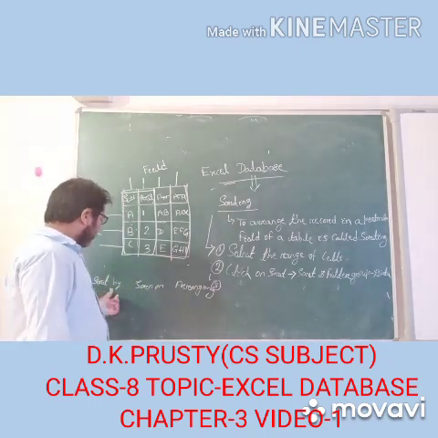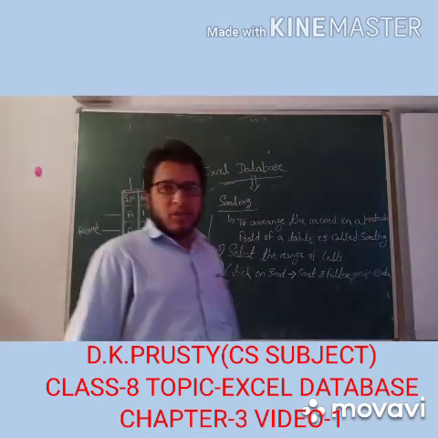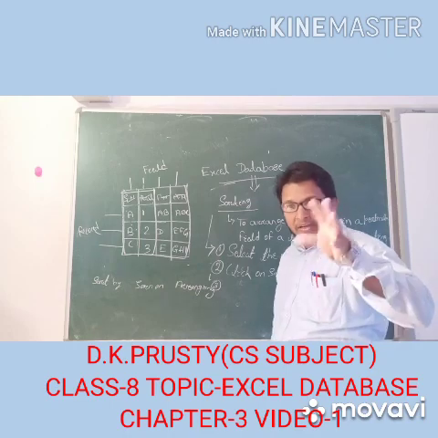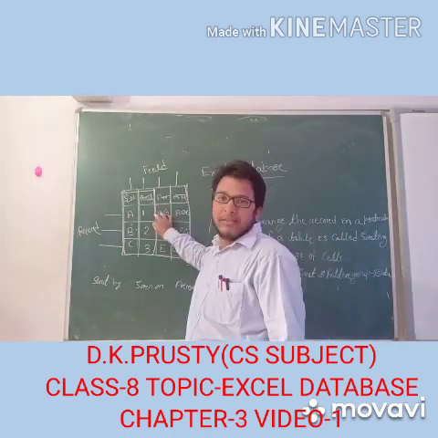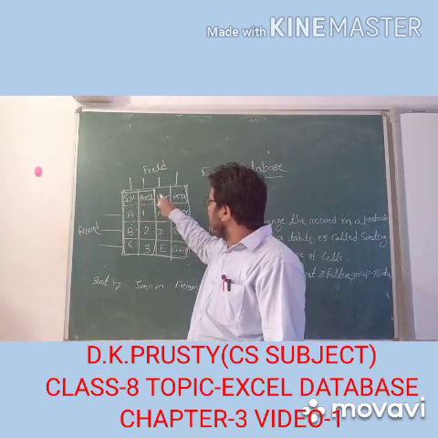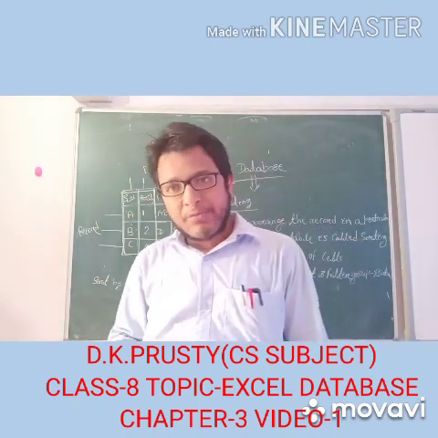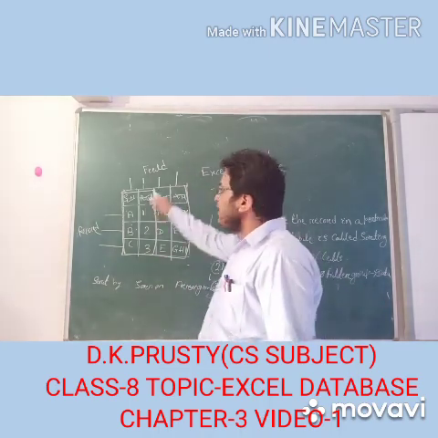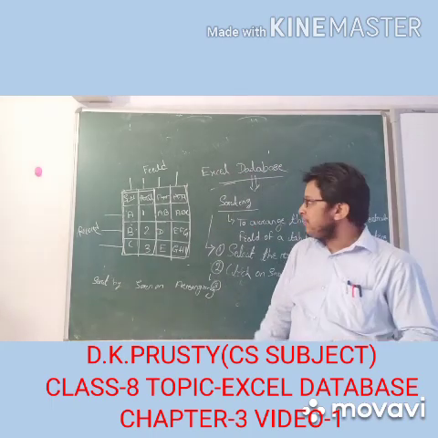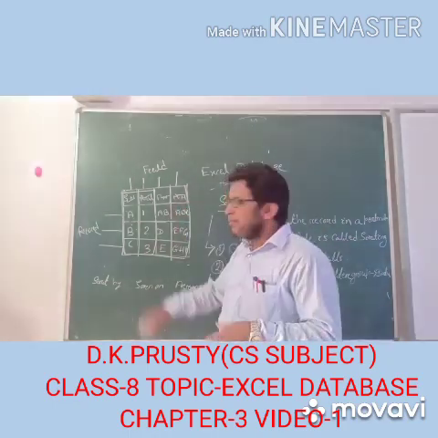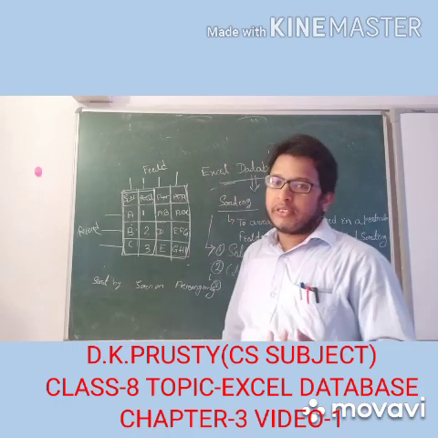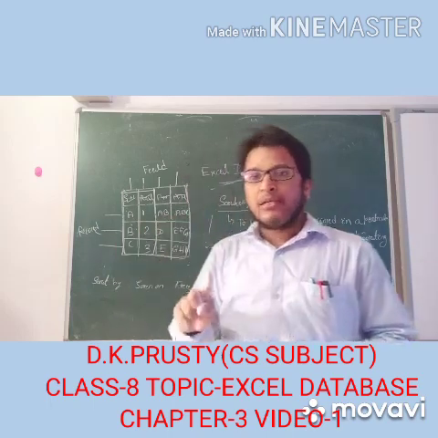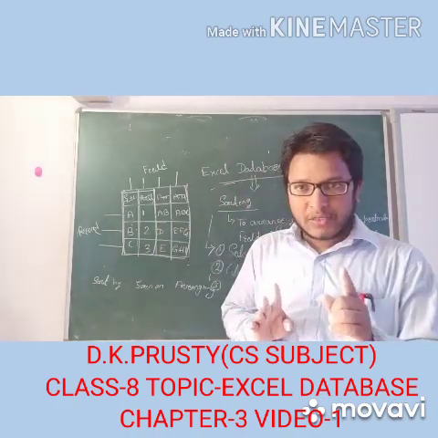In the sort by, all the field names will be displayed. First of all, you select the cells, and then in the sort by it will display all the field names of this table: student name, roll number, father's name, mother's name. What you want to sort by, you select that field. You can sort according to the father's name, the mother's name, the roll number, or the student name. Not only a single field, you can also select more than one field for sorting. Is that clear or not, students?